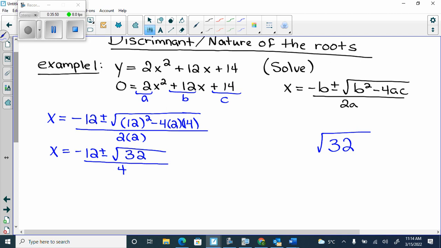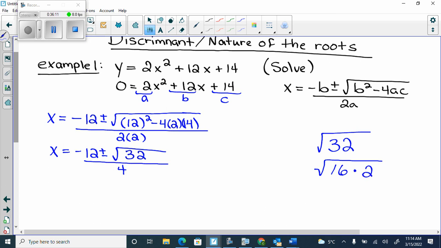Some people will tell me 8 times 4. And 8 times 4 would work, but I'm just going to have to go again, is what's going to happen. So I always try and take out the biggest perfect square I can. And so 32 breaks into 16 and 2. So I write 16 times 2. Now the reason why I picked that is 16 is the biggest perfect square.